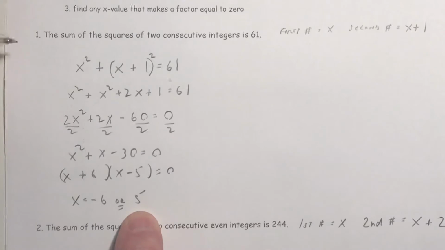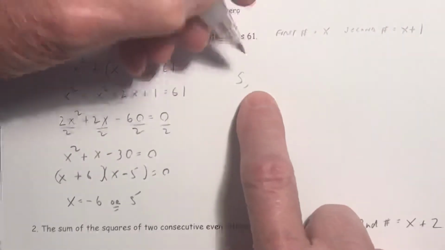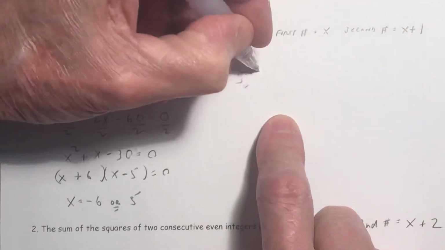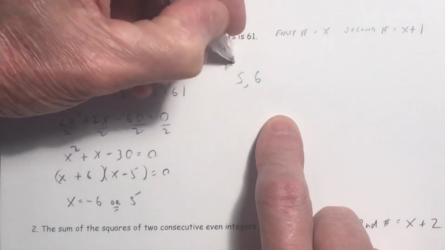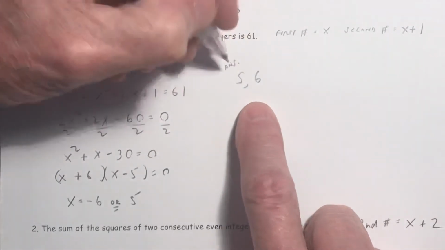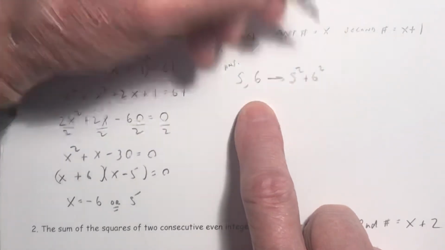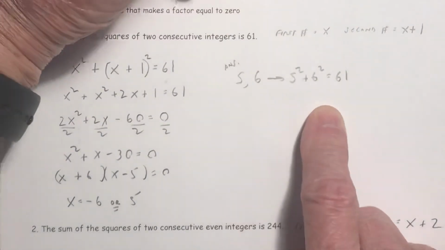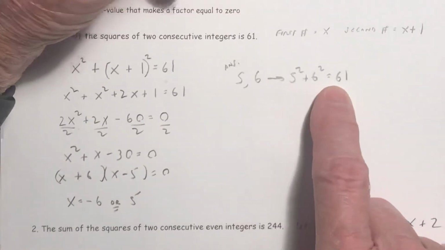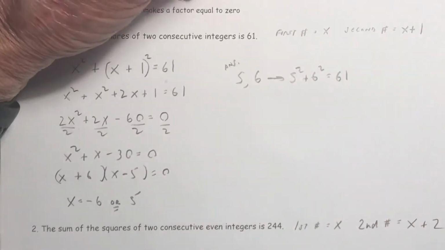Okay, so if we use the 5 for x, if we say 5 is the first number, the next number is x plus 1, the next number would be 6. This is what we say is true, right? Is this true? If you square them and add, do you get 61? Yeah, that's 25 and 36. That does give you 61.